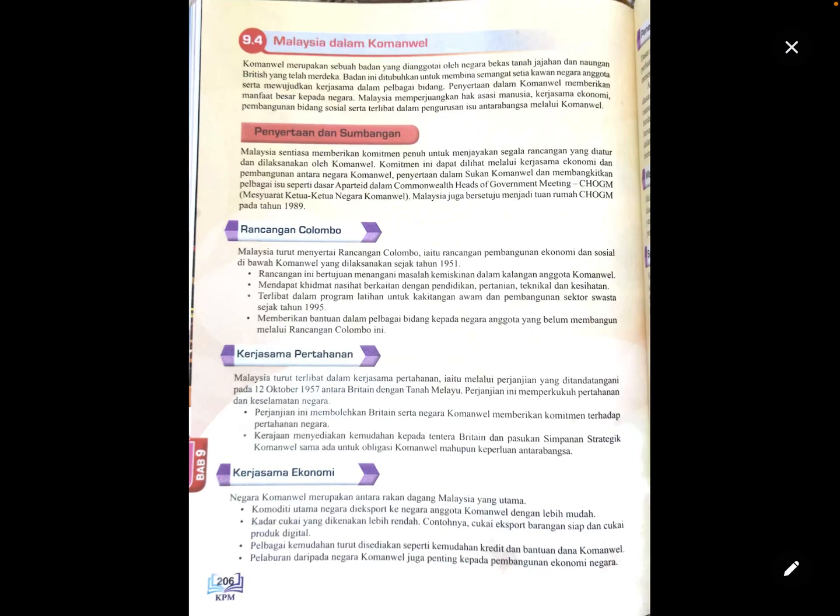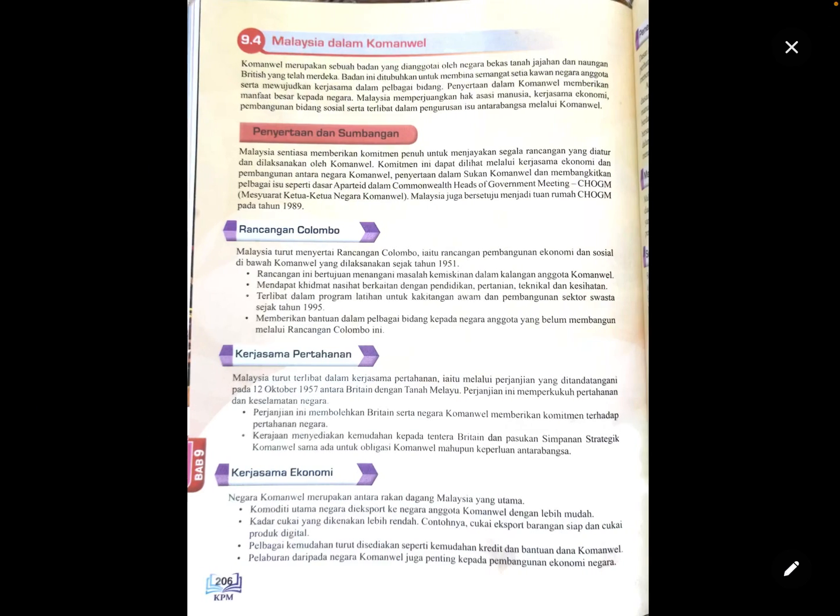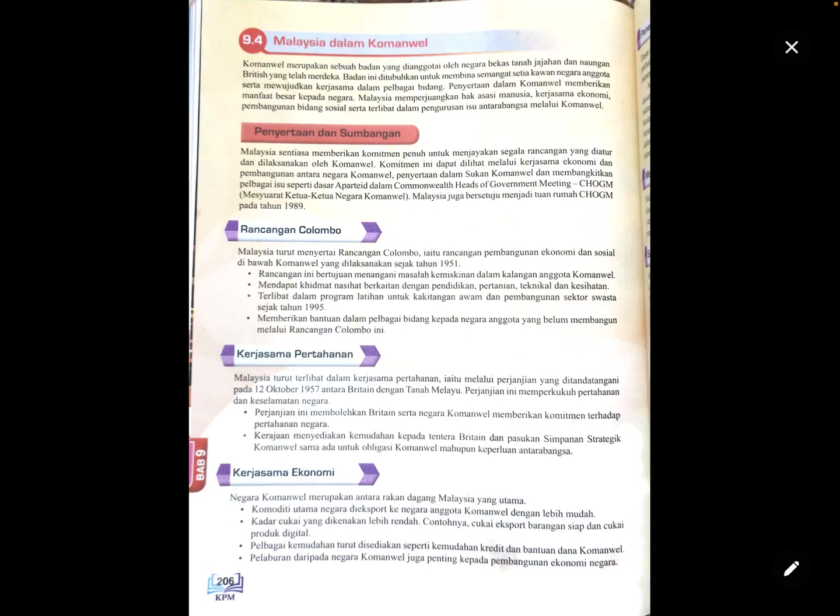Next is Malaysia and Commonwealth. So Commonwealth is a body comprised of ex-British territories. And the reason why they joined Commonwealth is because we got a lot of benefits. Because just like the block sterling stuff, there's a few other stuff. So the first reason why we joined Commonwealth is because, I don't know. Wait, no. This is penyataan sumbangan. This is one of the things that we did in Commonwealth.